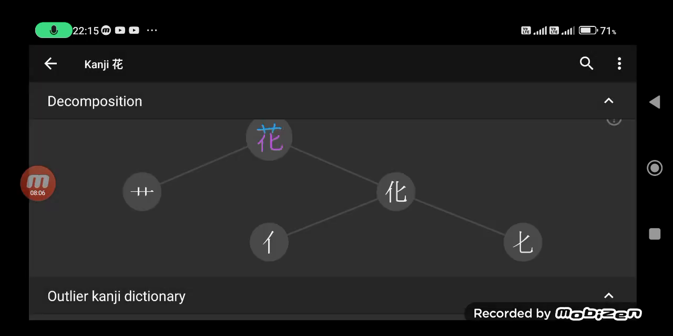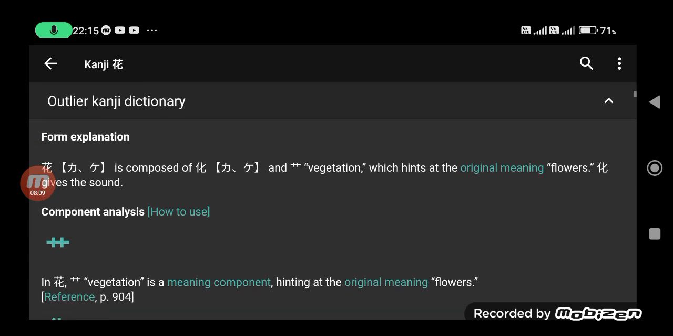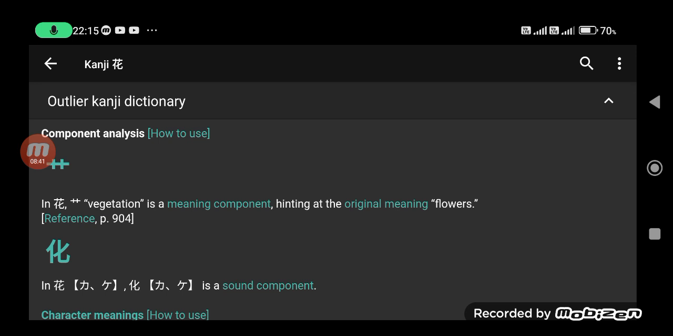Okay, so anyway, let's have the form explanation. This subject kanji, ka, is composed of this vegetation or grass or hemp plant radical, which points to the original meaning, flowers, and this part here gives the sound.